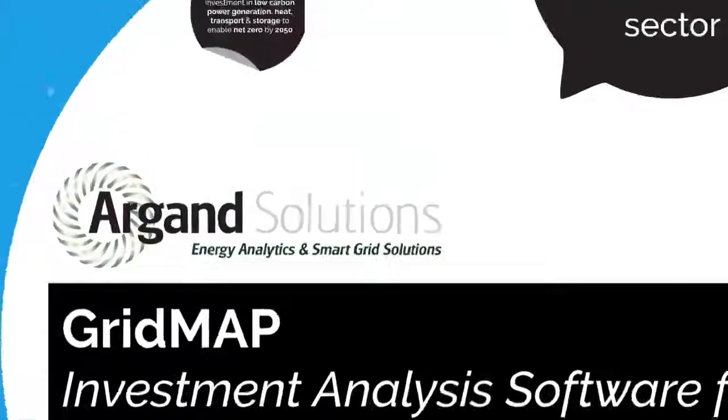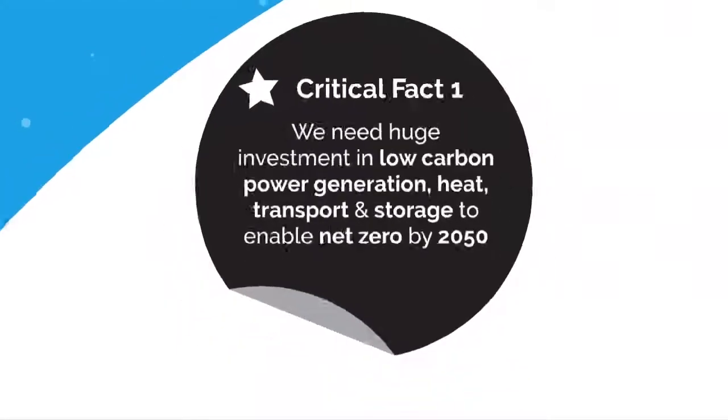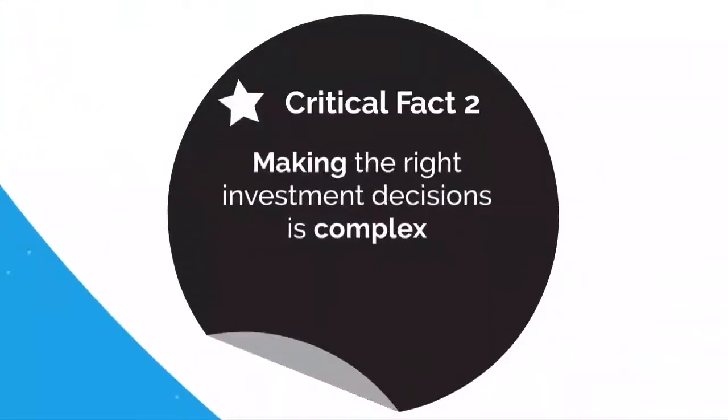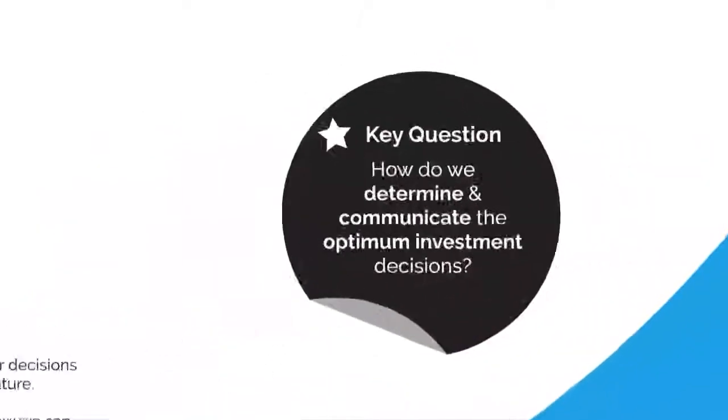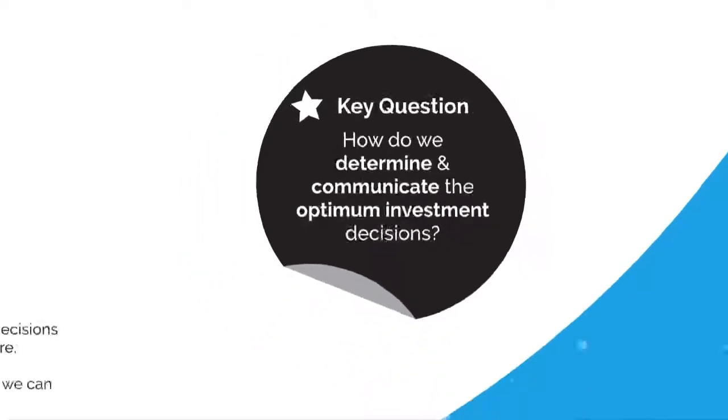So a couple of critical facts that we need to be aware of. Firstly, we are going to need huge investment in low carbon power generation, electric heat, electric vehicles, and storage to help us meet our targets for 2050 of net zero. Secondly, there's a key problem because making the right investment decisions to achieve this is really complex. So the key question we have to ask is, if we're going to achieve these targets, how do we determine and communicate the right investment decisions?